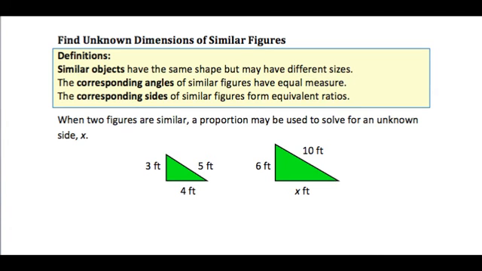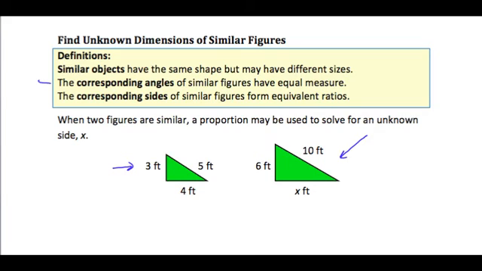So we can also use proportions to find unknown dimensions of similar figures. So let's talk first about similar figures a little bit. Similar objects or figures have the same shape but may have different sizes. And if you take a look down here at my 2 triangles, these 2 triangles are similar. The one on the right is just a larger version of the one on the left. You can see their angles are all the same, and the shapes are basically identical, except one is just an enlarged version of it. So those are similar figures.